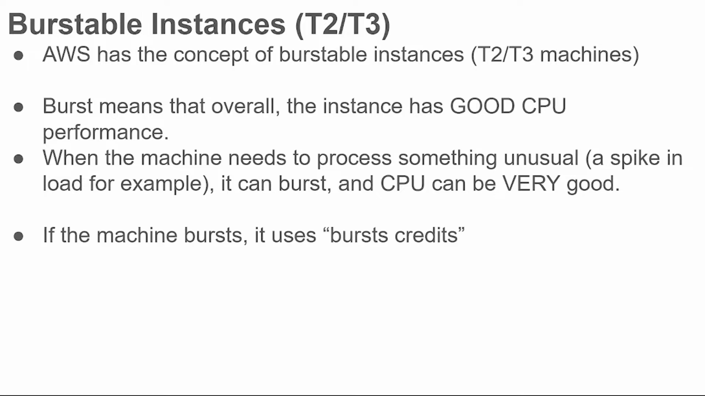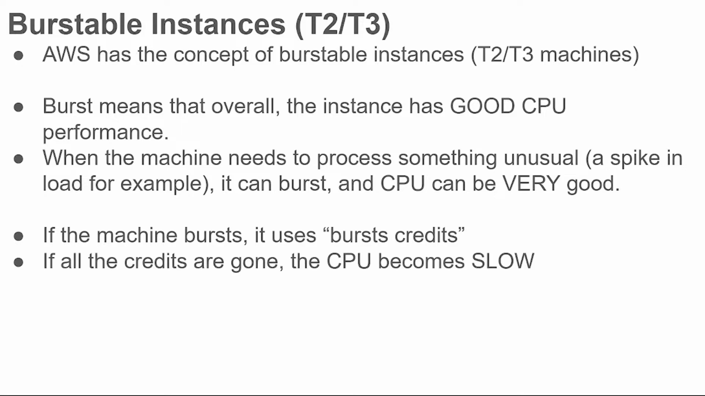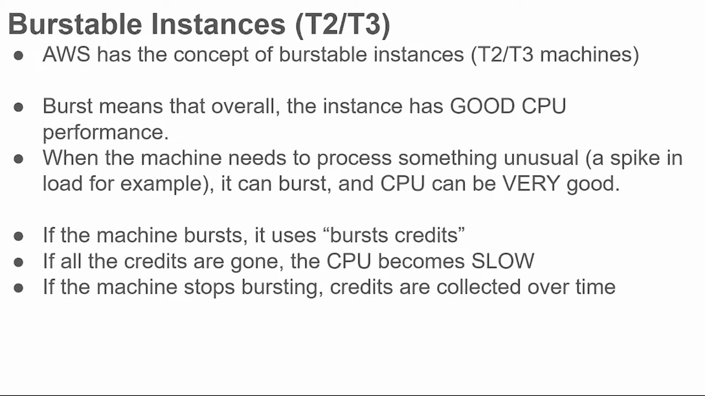If the machine bursts, it uses burst credits. According to your instance type, like in T2, if you're selecting T2.nano or T2.micro or T2.2xlarge, some burst credits are given to you by AWS, and you can use those burst credits whenever there is a load on your instance. If all the credits are gone, the CPU becomes slow. If the machine stops bursting, credits are collected over time. Suppose your machine is not bursting, then credits will automatically be collected over time.